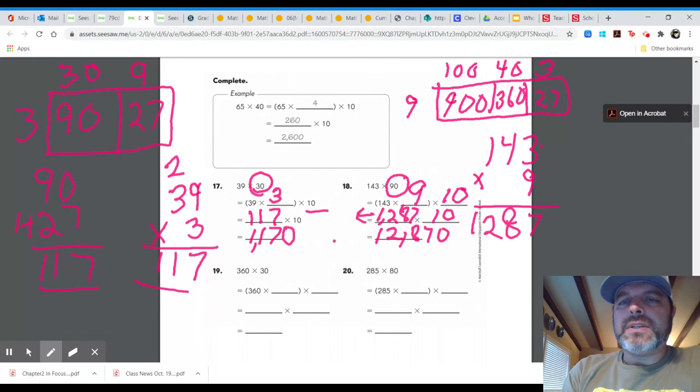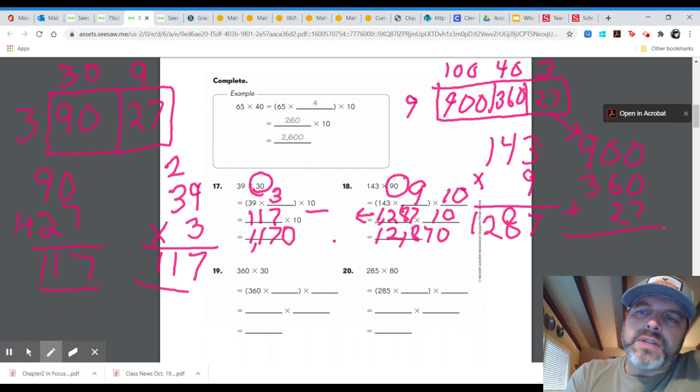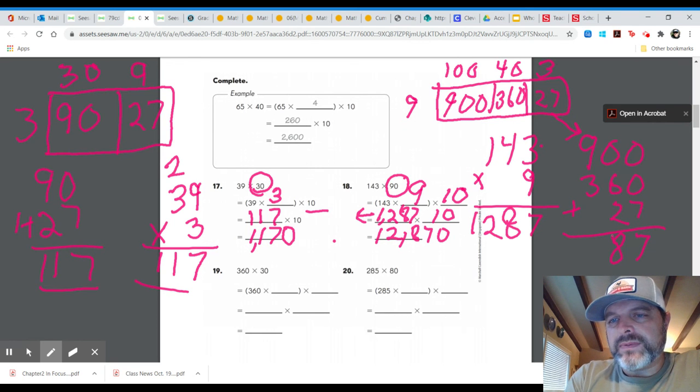All right, so let's add these three numbers up in the area model. So the area model will do it over here. So we have 900 plus 360 plus 27. So we're going to add those numbers up. And this is a strategy you can use if you want to multiply this way. So 7 plus zeros and zeros is 7. 2 plus 6 is 8. And 9 plus 3 in the last row is 12.